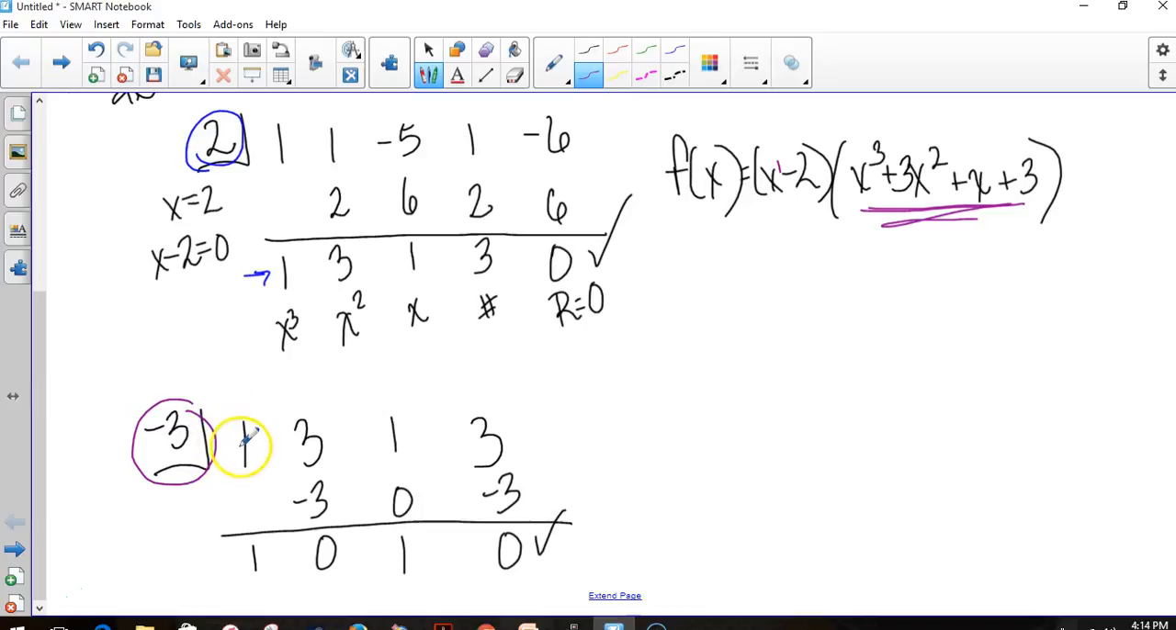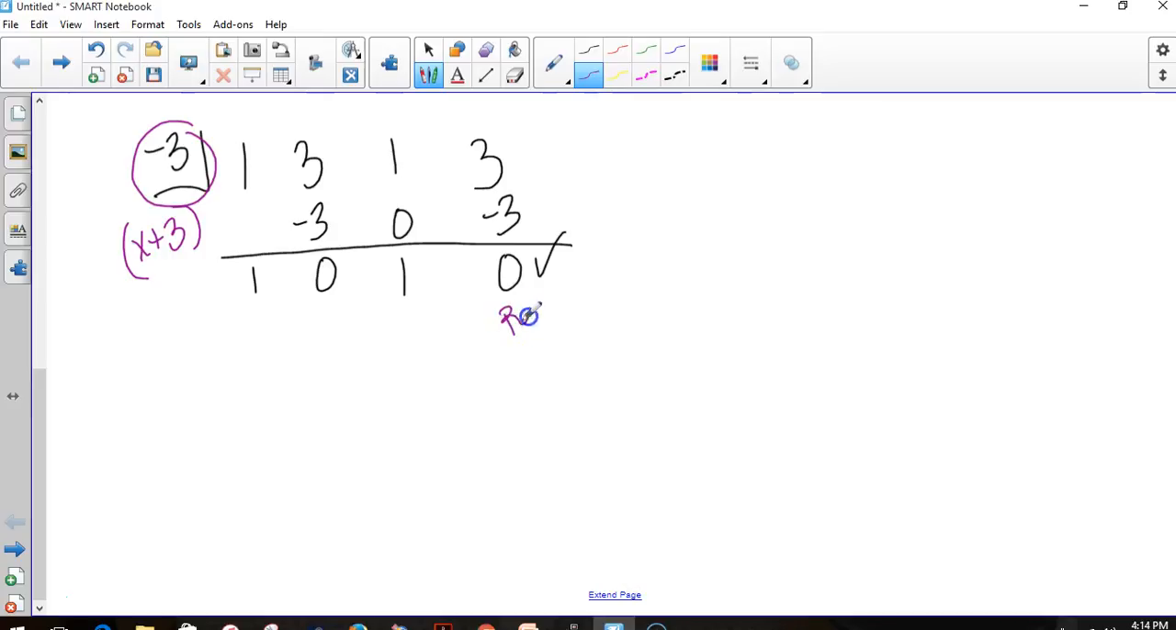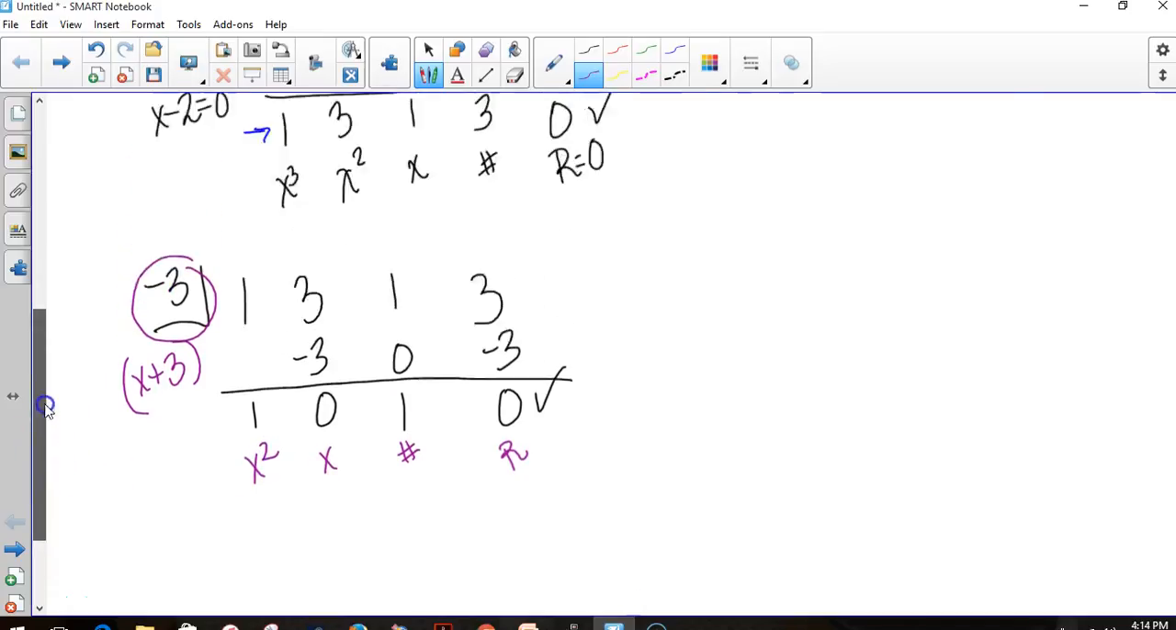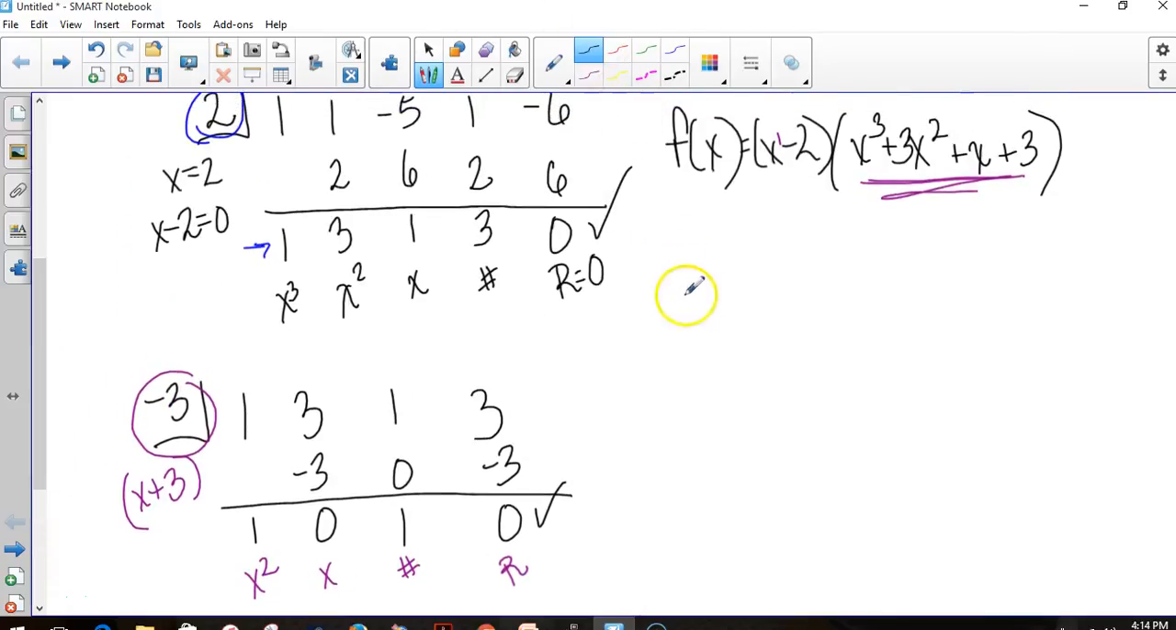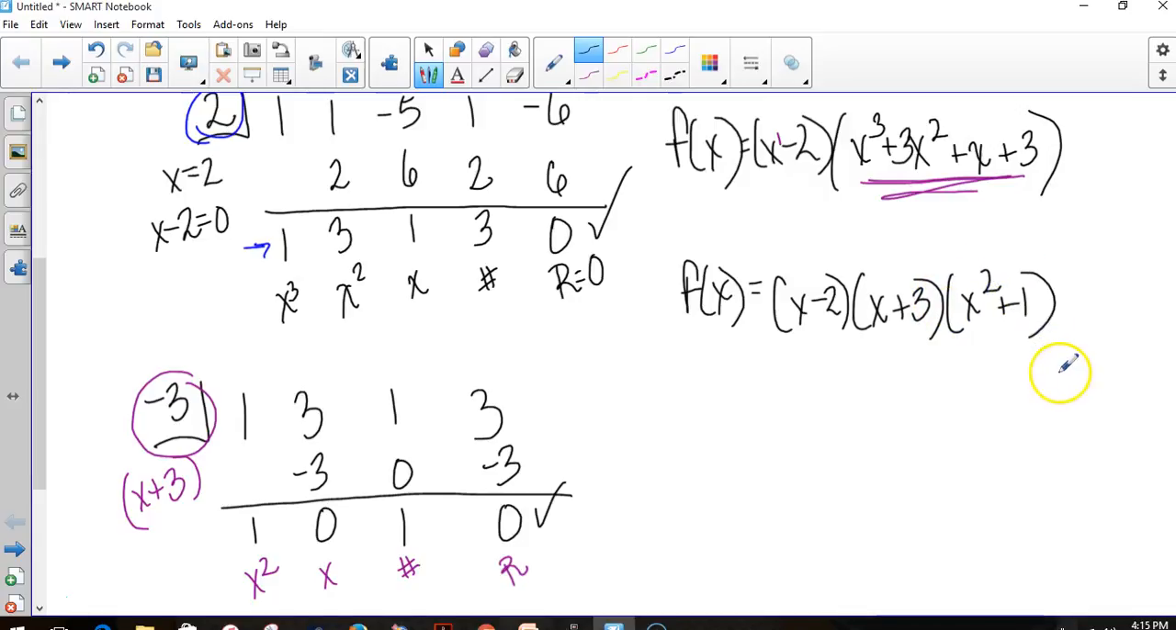Well, if x minus 3 is a solution, then x plus 3 is a factor, times this quotient down here. I'll give it a little bit more space. Here's my remainder. This is my constant. This is my x term. I don't have any of those. And this is my x squared. So I'm going to take the purple piece out, but everybody else comes along for the ride. And the purple piece is going to come out, and what's going to go in instead is x plus 3 times x squared plus 1.